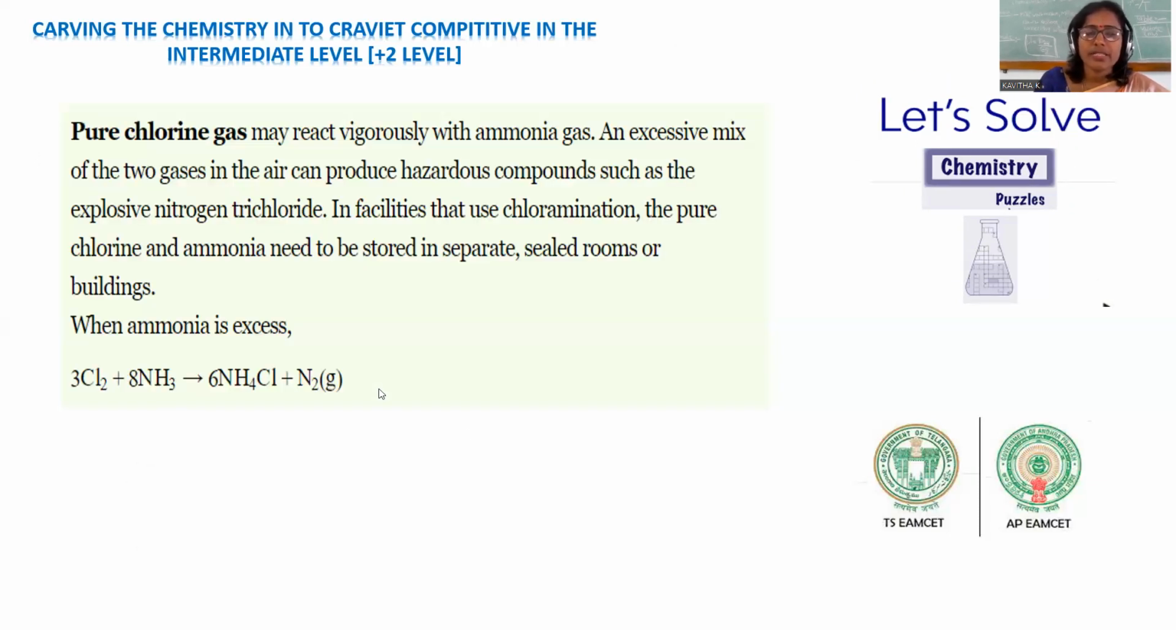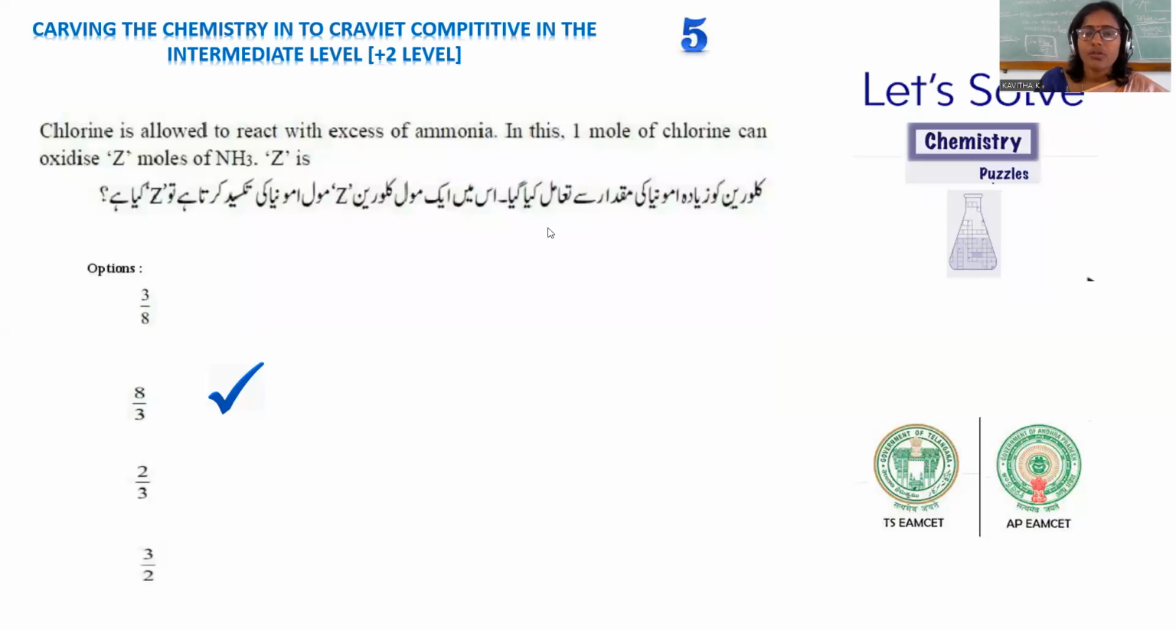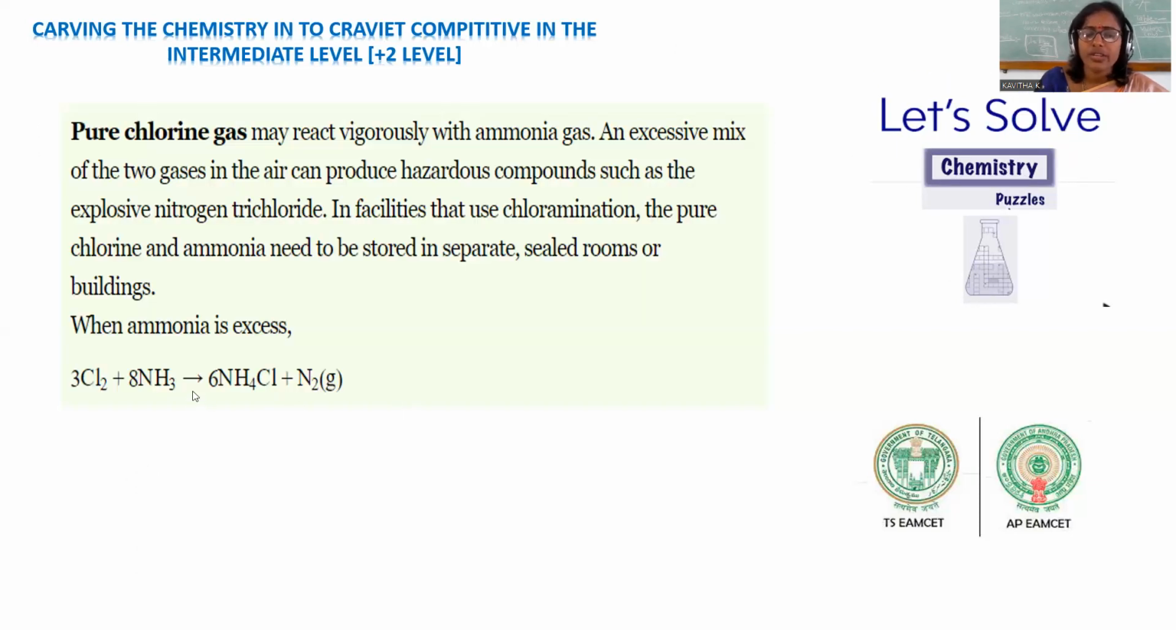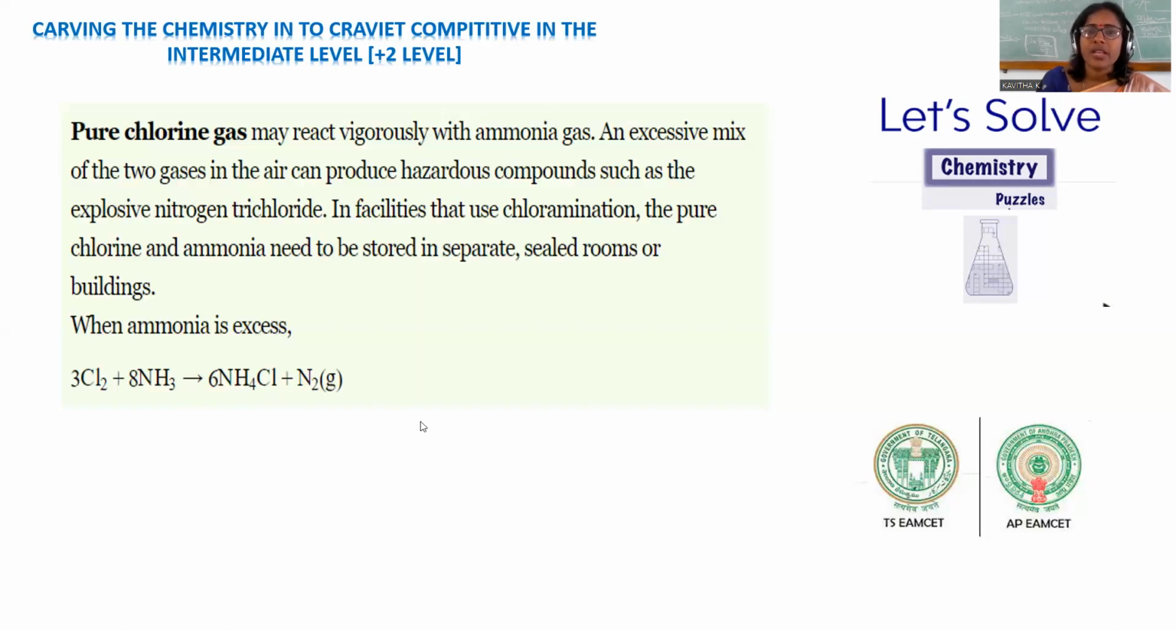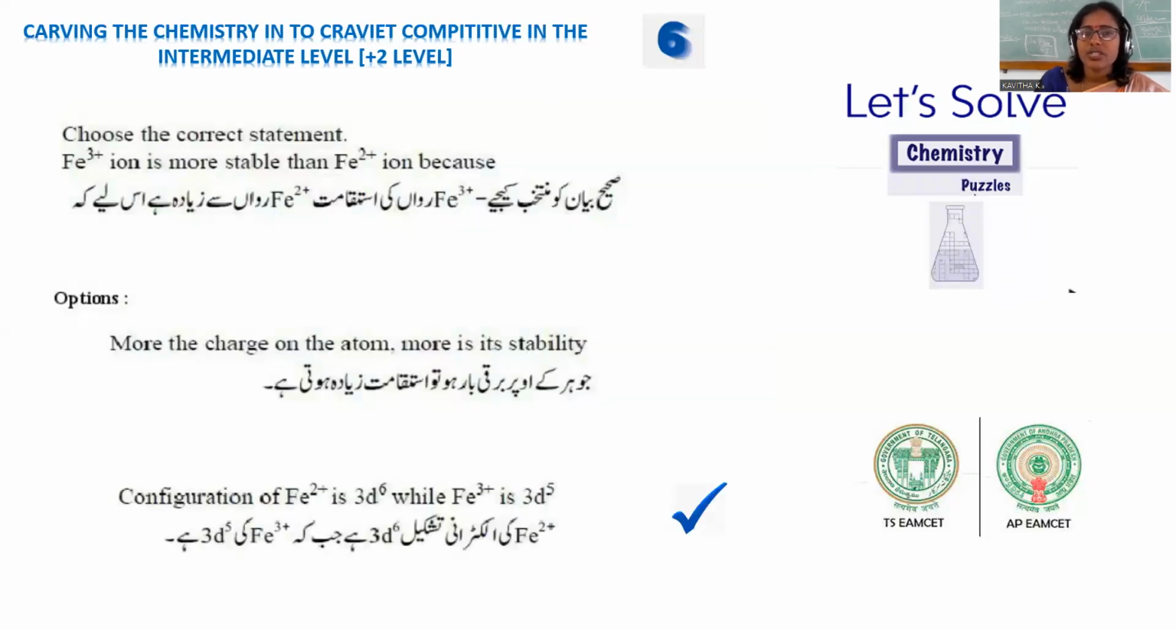Let me repeat once again. 3 chlorines reacting with 8 ammonia give 6 ammonium chloride as the product. For 1 mole of chlorine, how many ammonia will be reacted? 1 is multiplied with 8 and divided by 3. 1 into 8 is 8, divided by 3 gives 8 by 3. 8 by 3 is the right answer for question number 5. Let's enter into the last question of the session, question number 6.